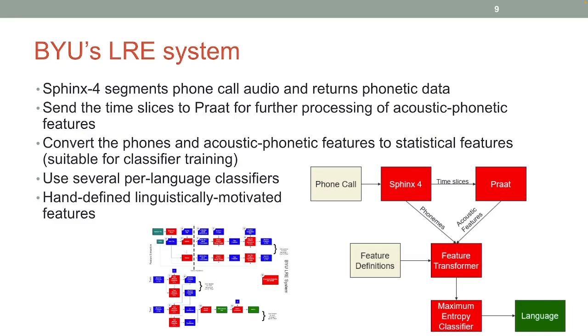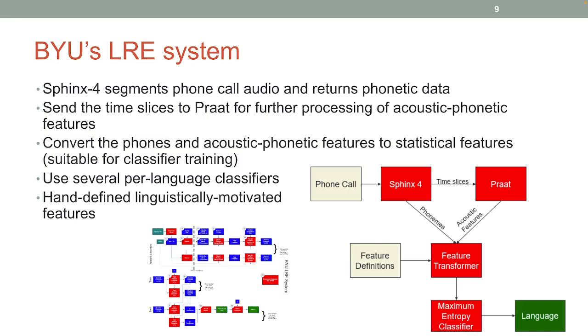BYU had a language recognition evaluation system based on Sphinx 4, which is an ASR system, right? And it segments phone call audio and returns phonetic data. And it sends the time slices to Pratt to do further processing of acoustic and phonetic features. So in addition to the acoustic features that came out of Sphinx, getting linguistic features with Pratt, and converting the phones and the acoustic phonetic features to statistical features that can be used to train a classifier, a machine learning classifier.